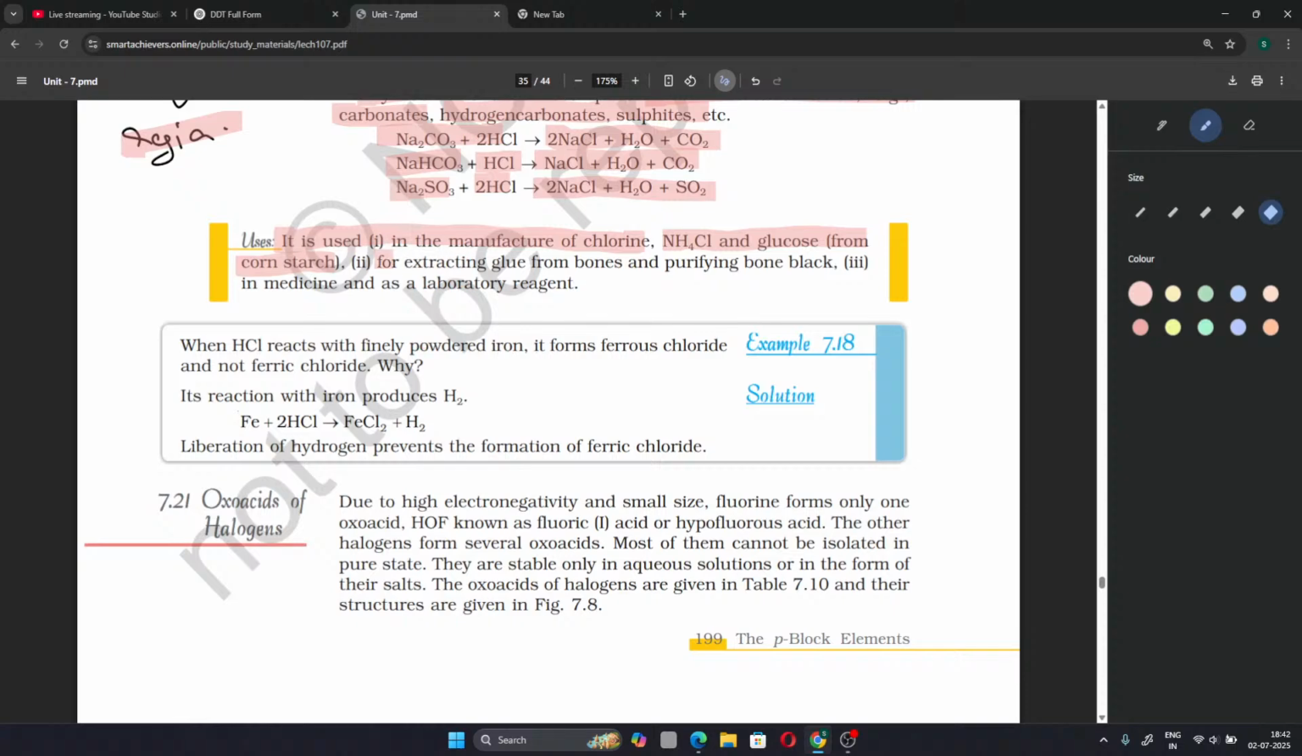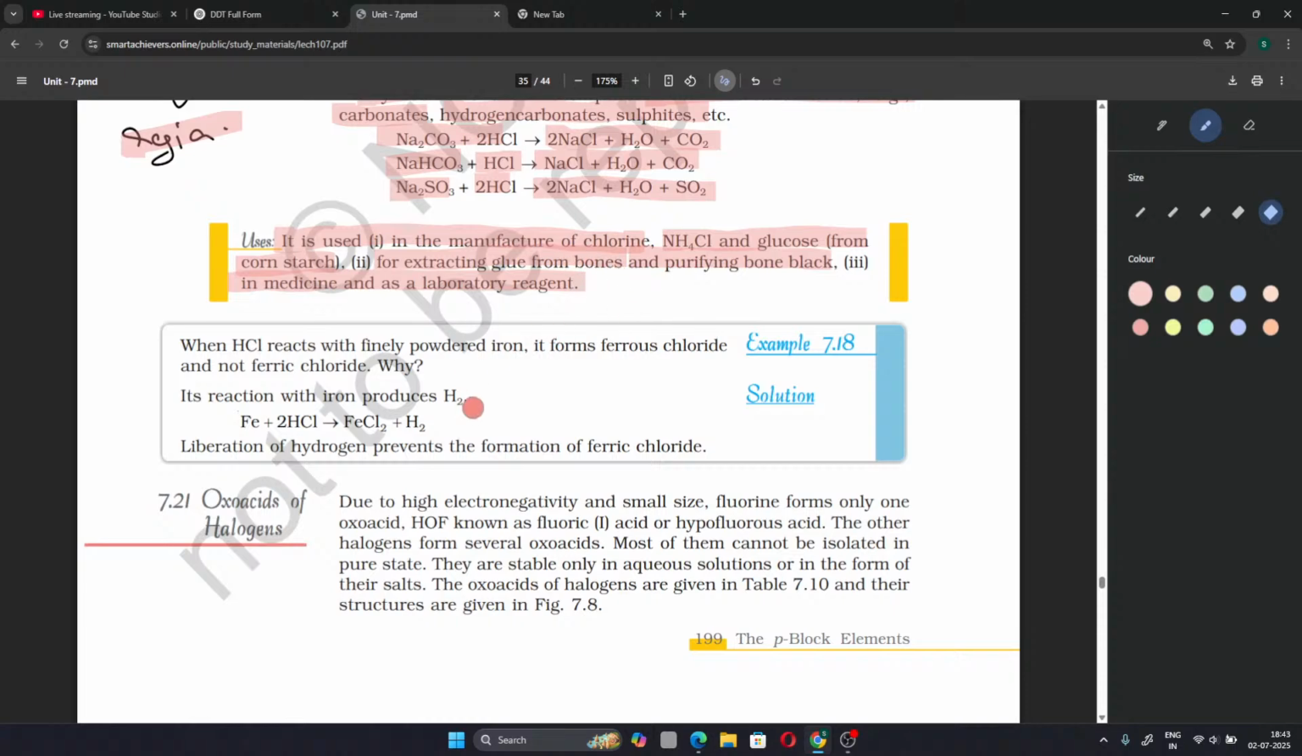The second use is for extracting glue from bones and purifying bone black, whatever that means. Third, in medicine, it is used as a laboratory reagent. And one more, it is naturally present as stomach acid. Stomach acid is HCl itself. It is not produced artificially, our stomach acid is HCl, which everyone knows.